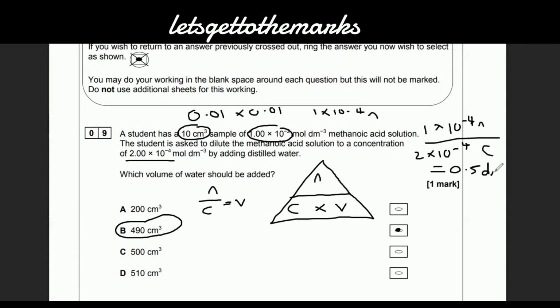Well, that is 0.5 decimeters cubed, because you have to remember moles is in decimeters. And if you do 0.5 times 1,000 to put it into centimeters cubed, you're going to find that it's 500 centimeters cubed. And again, this might make you go for the wrong answer, C, but it's telling us that if we want this concentration of 2 times 10 to the minus 4, you have to have 500 centimeters cubed. So we should add 490 because there's already 10. So you're going to come to the same answer, that you need a total of 500.